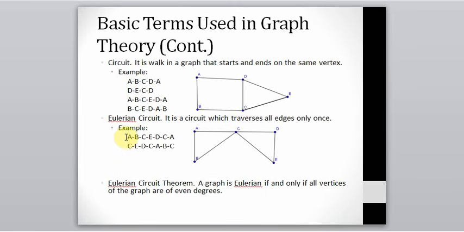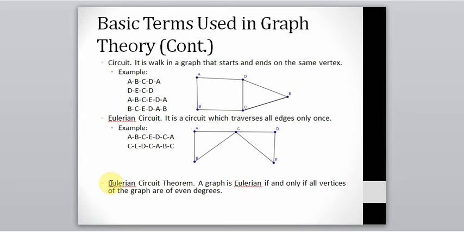So example, you have here A to B to C to E to D to C and to A. So it started with A, also ended with A, and it has traversed all the edges only once. There should be no repetition of an edge. Then here you have C to E to D to C to A to B back to C. So it started with C, also ended with C, and it has traversed all the edges once.